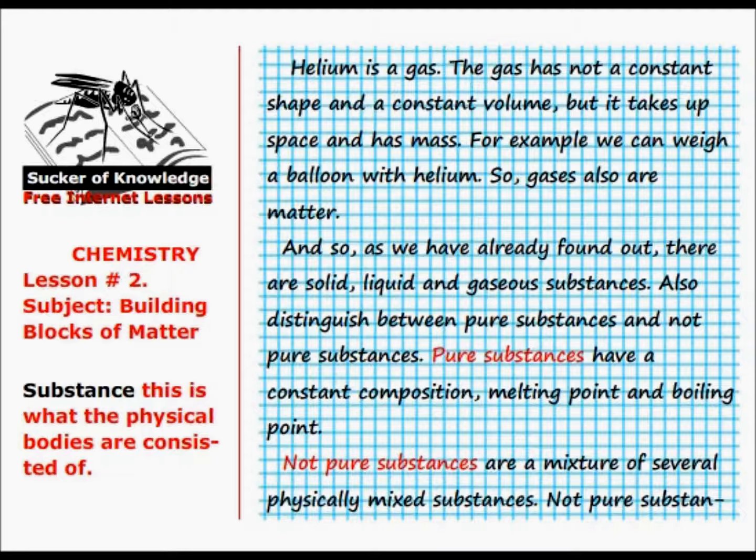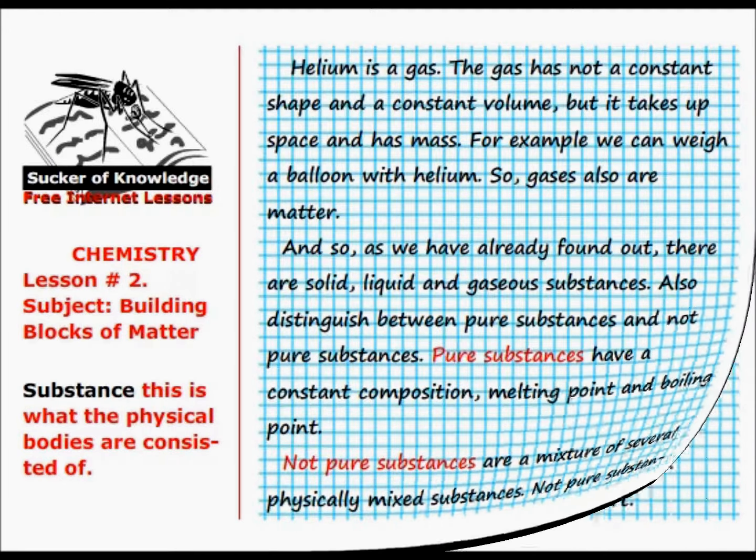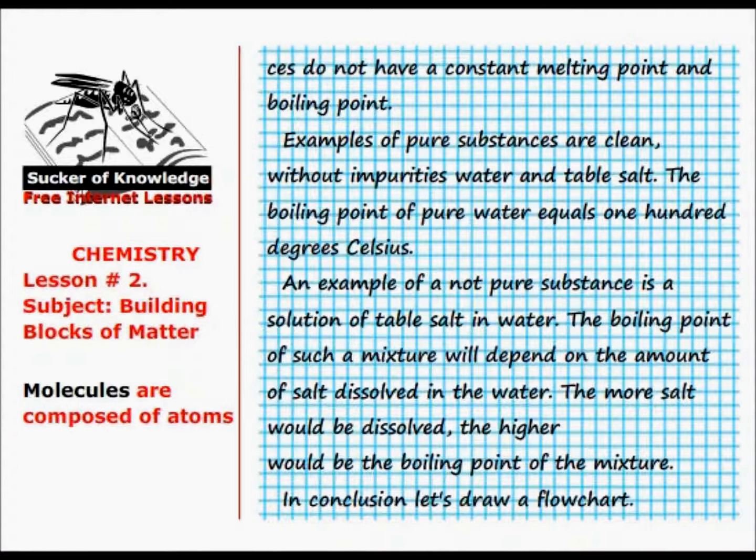And so, as we have already found out, there are solid, liquid and gaseous substances. Also, distinguish between pure substances and not pure substances. Pure substances have a constant composition, melting point, and boiling point. Not pure substances are a mixture of several physically mixed substances. Not pure substances do not have a constant melting point and boiling point.